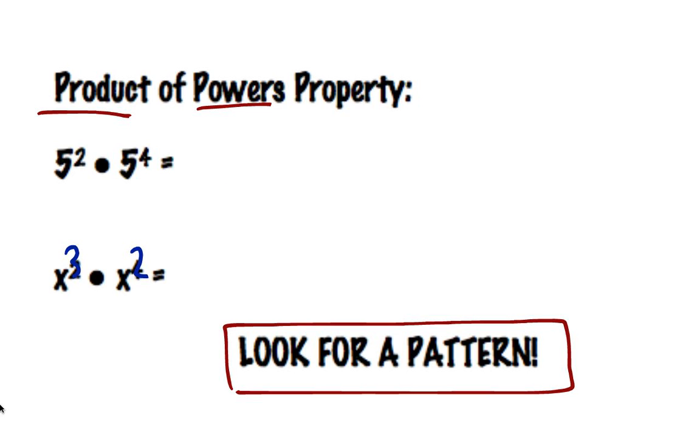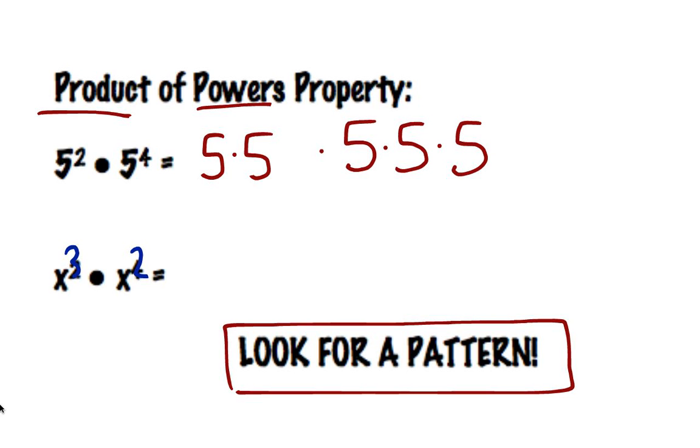When you're looking at 5 squared times 5 to the power of 4, I can write 5 squared as 5 times 5, times 5 to the power of 4, which is 5 times 5 times 5 times 5. From our last example in our quick review, hopefully it makes sense to you that when I do 5 squared times 5 to the power of 4, or 5 times 5 times 5 times 5 times 5 times 5, we can simplify that and write that as 5 to the power of 6.